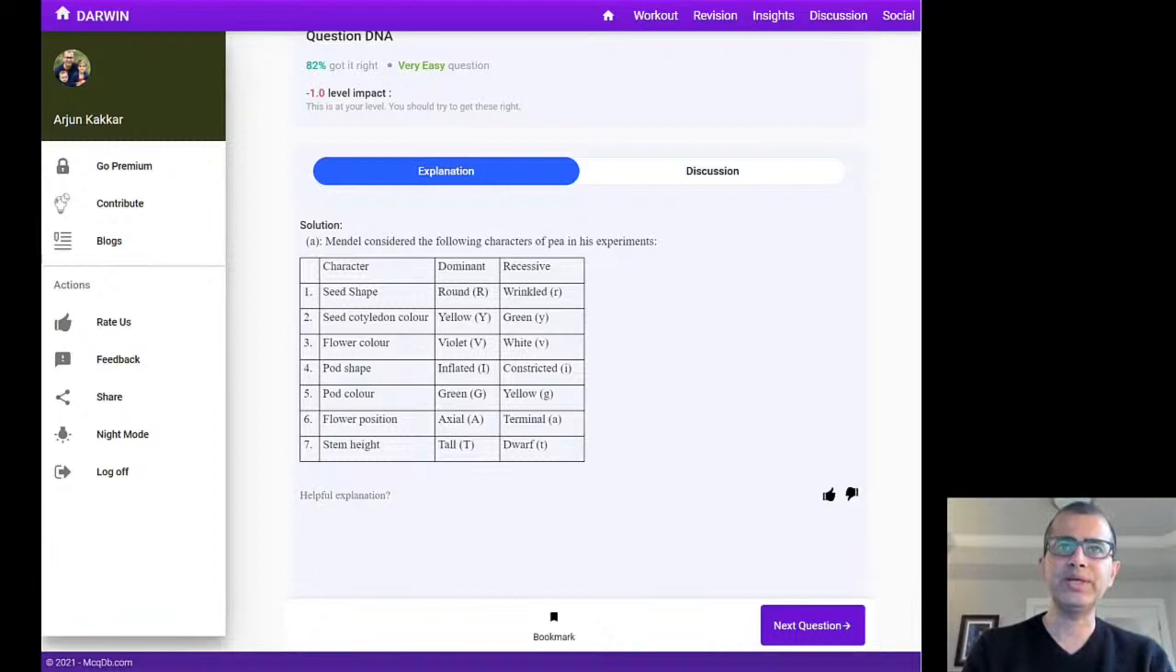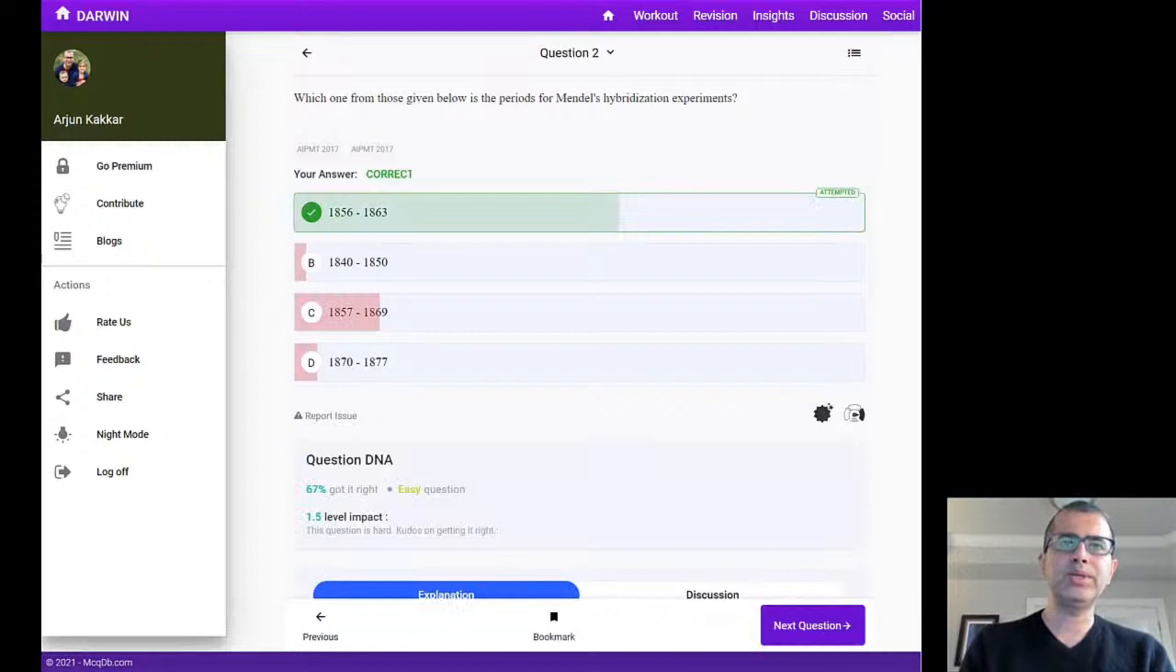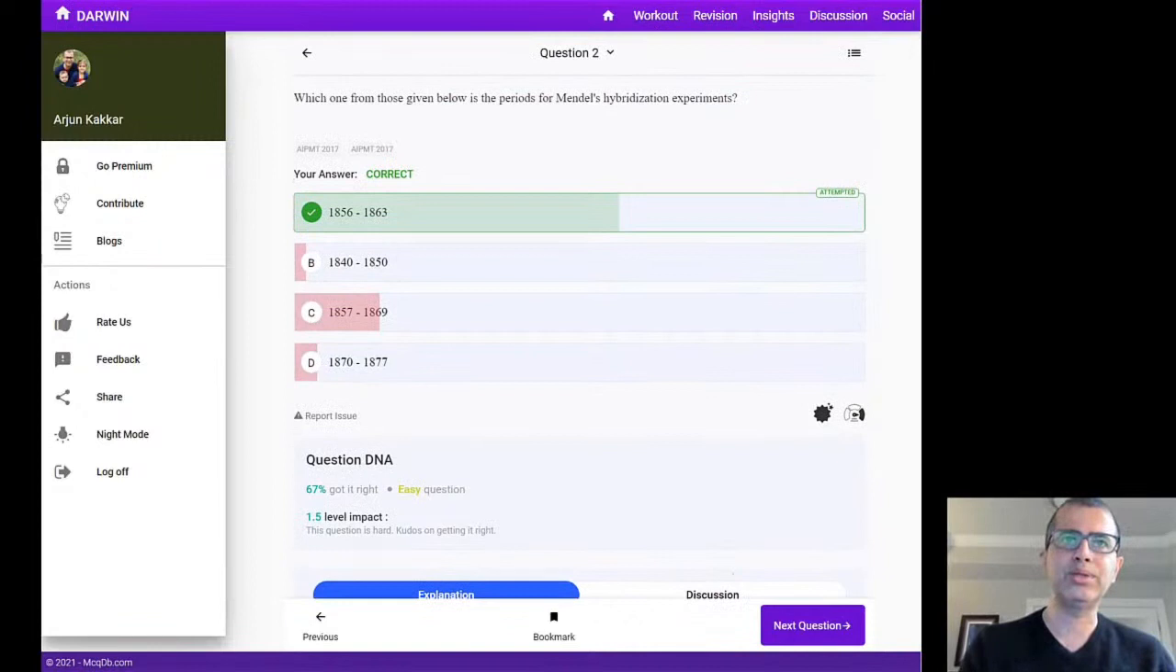In this one, I have a sense of it. Which one of these is the period for Mendel's hybridization experiments? I know it went on till the early 60s, or it could be between A and C, but I'm going to choose A. And I got it right. You cannot do much about these questions, you just have to remember them. It's just important to remember these things. That's all. Unfortunately, they come up, just memorization-based questions.